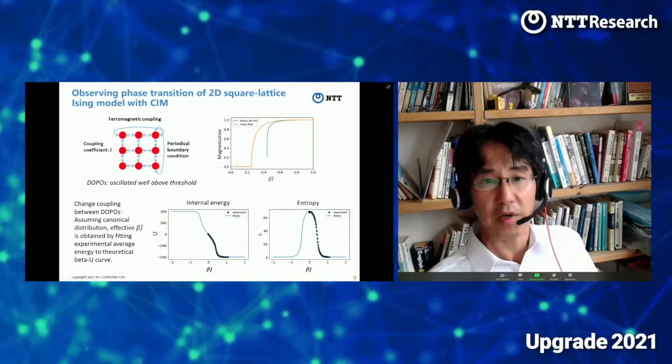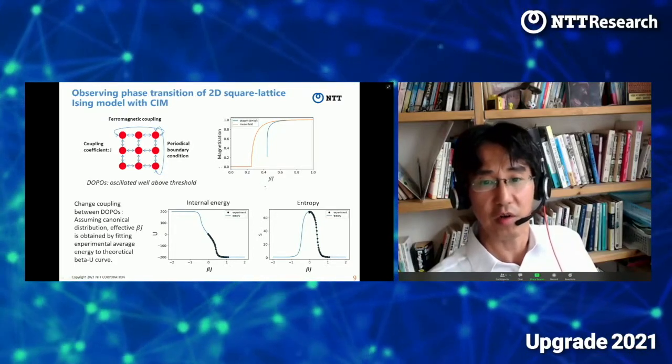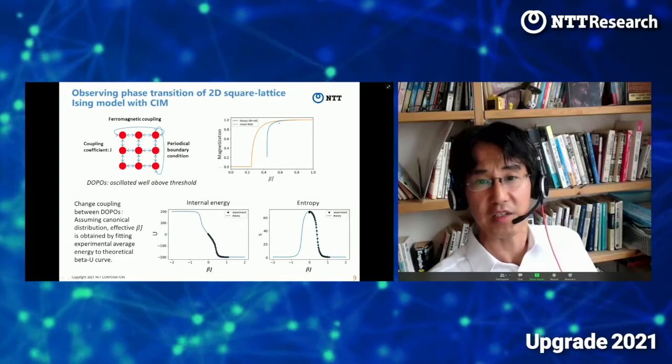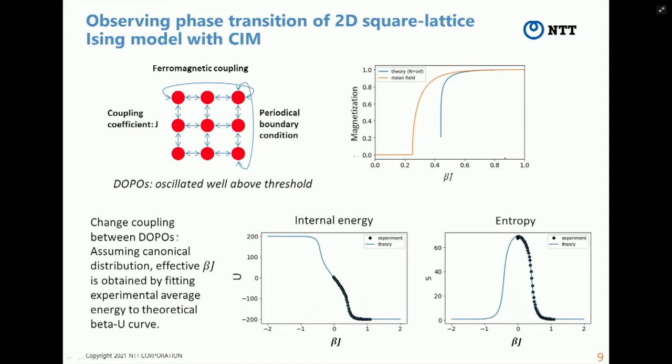So what we expect is that the magnetization as a function of beta J behaves like these blue lines, according to the exact solution of the two-dimensional Ising model. This theory says that at beta J equal to about 0.44, we should observe a sharp change of the magnetization. Our purpose is to obtain this curve experimentally, so we need to change this beta J.